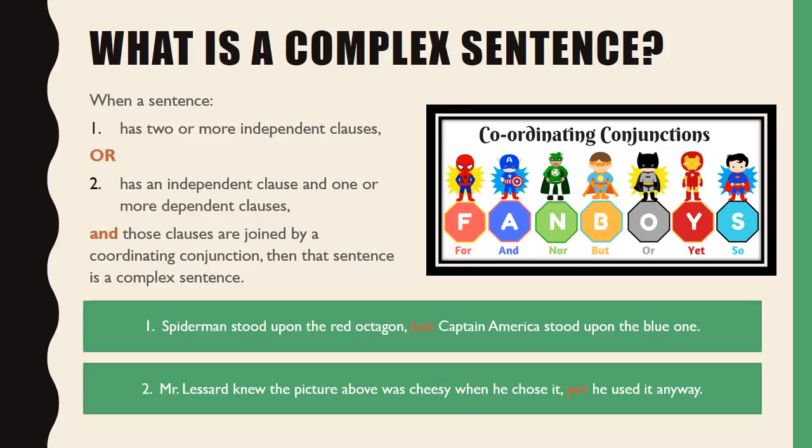Now, with that said, we've got the independent and dependent clauses in the first part, and then another independent clause in the second part. But if we want it all to be one cohesive thought, we can add the coordinating conjunction yet, so that it reads, Mr. Lassard knew the picture above was cheesy when he chose it, yet he used it anyway. And that again gives us a more complex understanding of this situation. We can understand that Mr. Lassard has chosen this picture despite what he knows. So a complex sentence, just to recap, takes multiple different clauses, both independent and dependent, and ties them together with a coordinating conjunction.